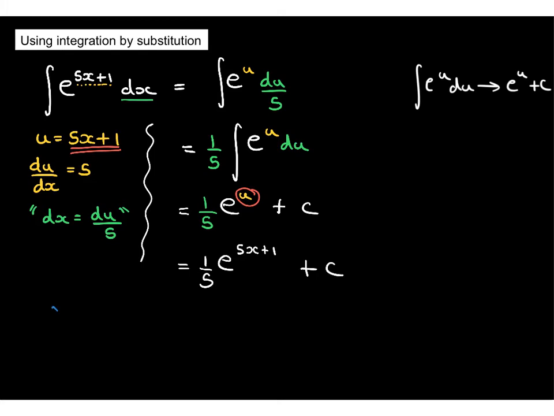So look at the original integral, e to the 5x plus 1, and then look at the answer and think about how you could get there by inspection, which would mean that you wouldn't have to write out the full integration by substitution process. Can you see the connection? Think about that whilst we do a few more examples.